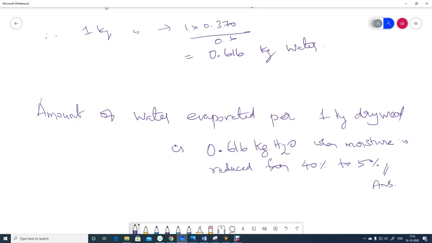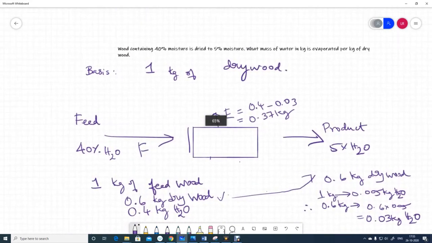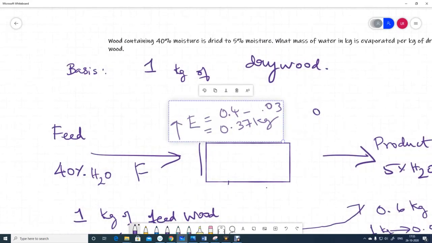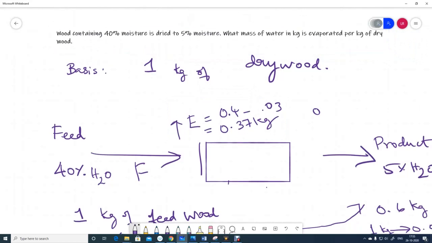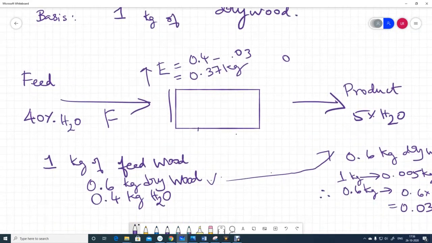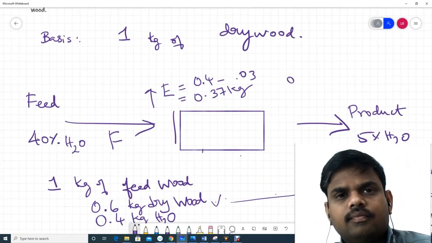Okay. So what we have done in this numerical, we have determined the amount of water evaporated per kg of dry wood when the feed containing 40% moisture is dried to 5% moisture. So we have taken a basis of 1 kg of feed wood. So 1 kg of feed wood contains 60% dry wood, which is 0.6 kg. It contains 40% moisture, which is 0.4 kg of water.